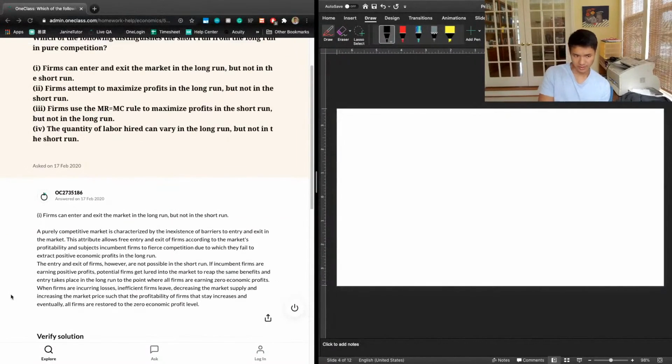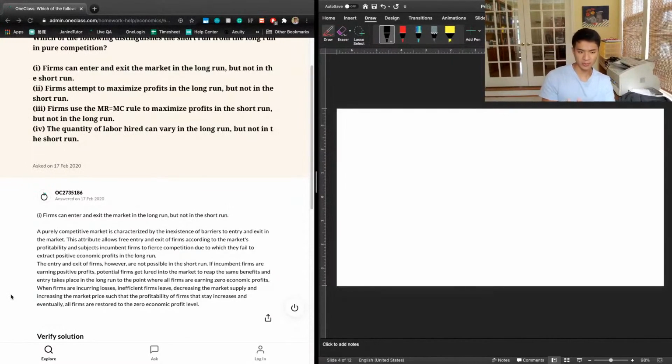Let's take a look at the previous year's answer. Previous year says that firms can enter and exit the market in the long run, but not in the short run. A purely competitive market is characterized by the inexistence of barriers to entry and exit in the market. This actually allows free entry and exit of firms according to the market's profitability and subjects incumbent firms to fierce competition, due to which they fail to extract positive economic profits in the long run. The entry and exit of firms, however, is not possible in the short run.